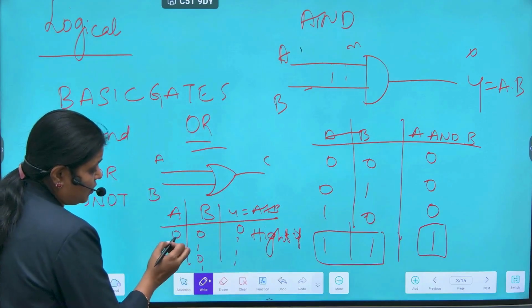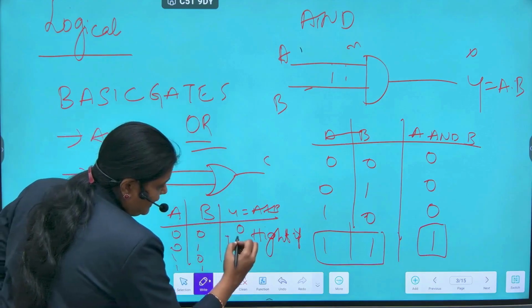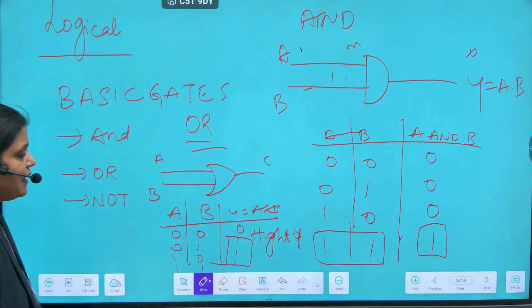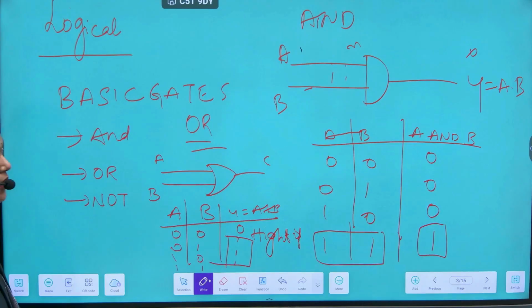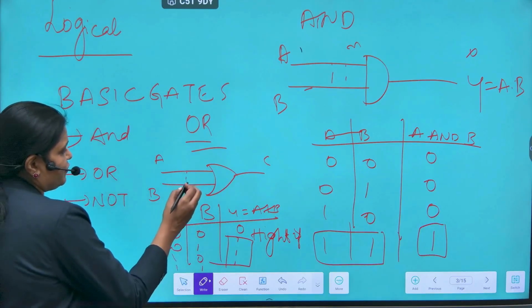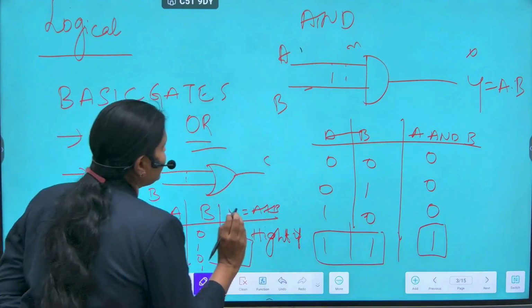Output is high if at least one of the inputs is high. This is about the OR gate. The OR gate also can have n number of inputs and it has only one output.